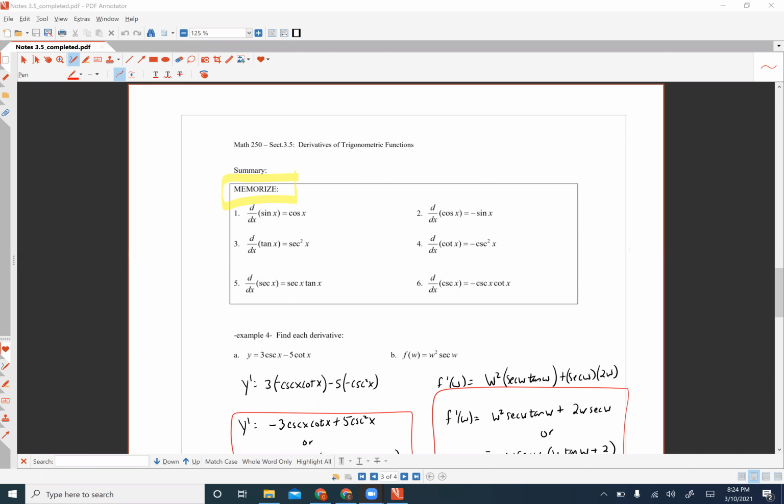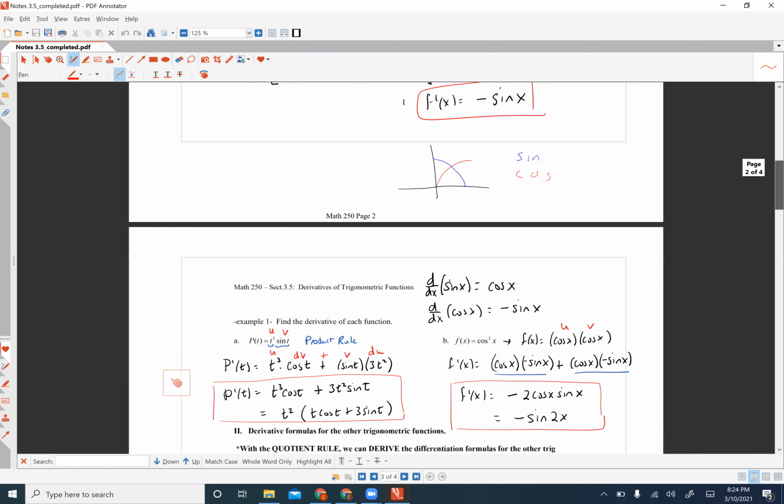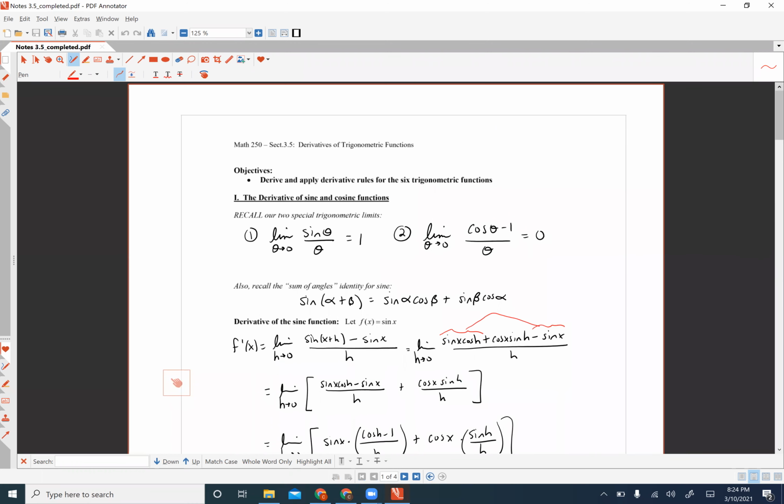Okay, anyway, we're just going to go over quickly how to derive the derivative. We're going to talk about derivatives of the six trigonometric functions: sine, cosine, tangent, cotangent, cosecant, and secant. And again, the derivation is not something that you need to worry about.